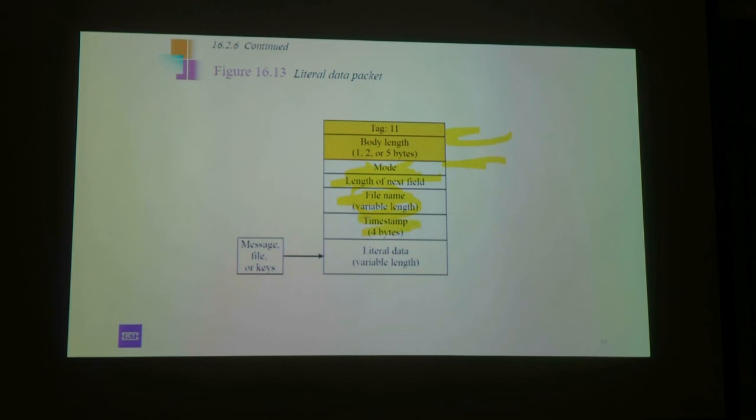Then you have timestamp. And then what you're gonna have in here, the message file, okay, or keys, it will depend. Remember that PGP is used for two things. What are the two things used? For the email and for saving the files in your system. Okay, sometimes it's not only for sending, or to include the files in your email. So you could use it for that. It's in here, the message, file, or keys. It could be a variable length. So this is what we call the literal data packet.